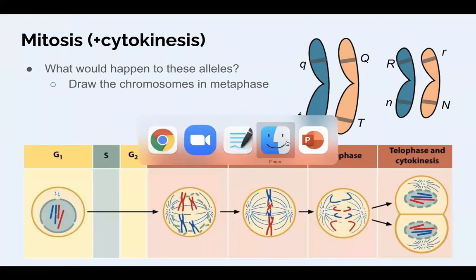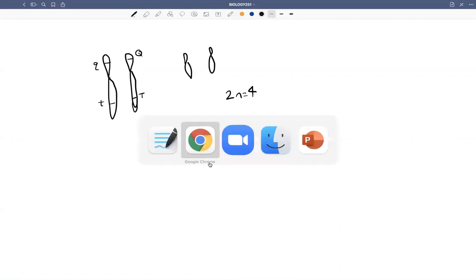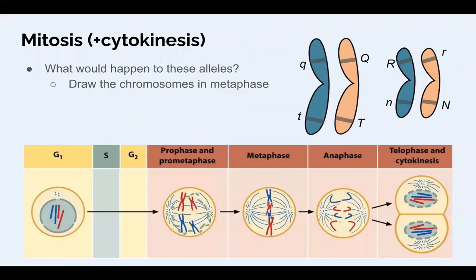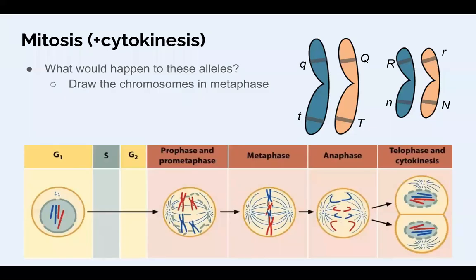All right, so little q, little t. And that must be big Q and big T. These are all supposed to be the same size. Sometimes I get my drawings a little bit off. Big R, little n. And little r, big N. Try to keep my handwriting clean on this one. And we'll see what happens.